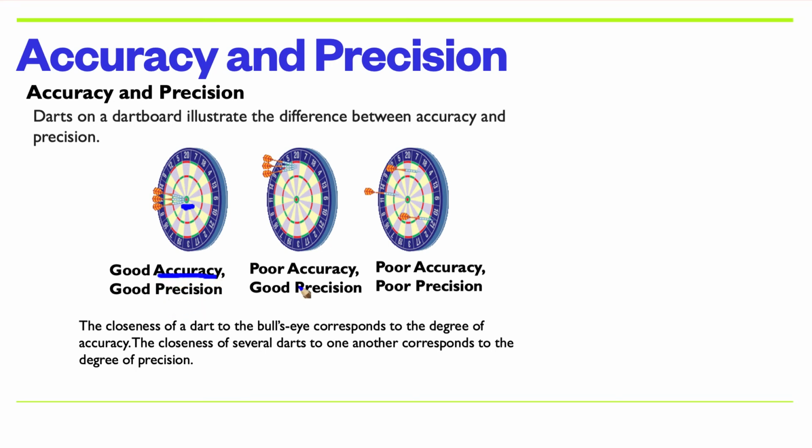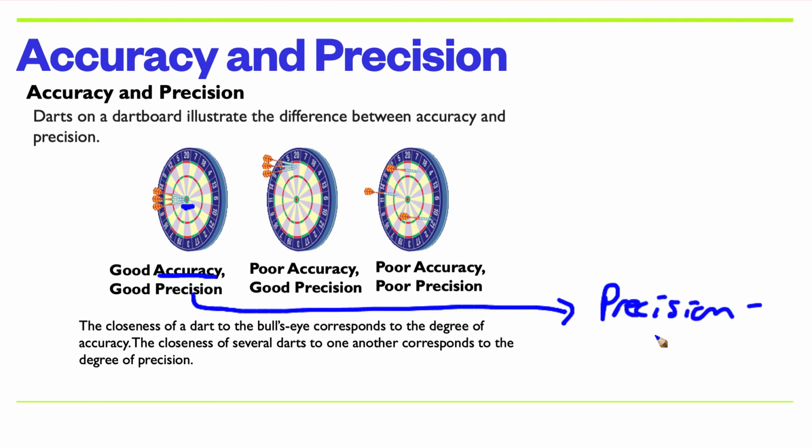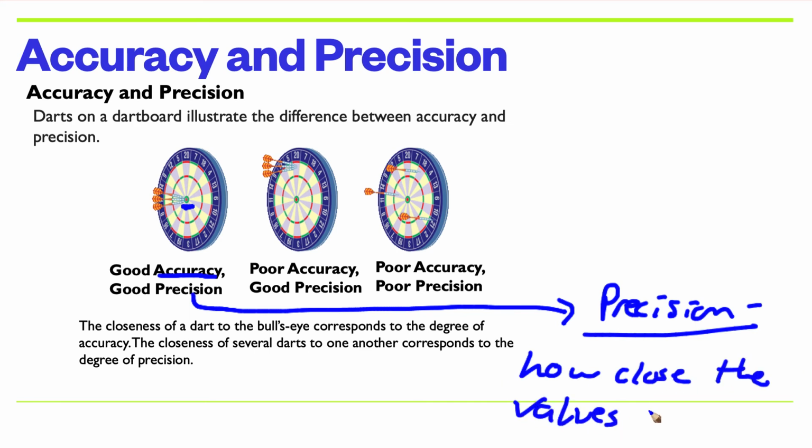And another thing about precision before we talk about how this dart player threw. Precision is how close the values are to one another. In this picture, it definitely looks like all 3 are at the bullseye. All the data points, or darts, are in the same location, so there's good precision there.